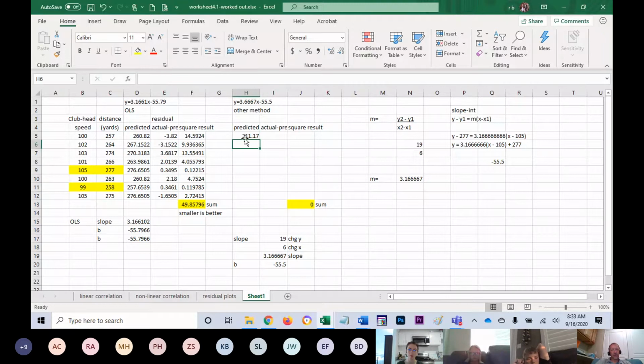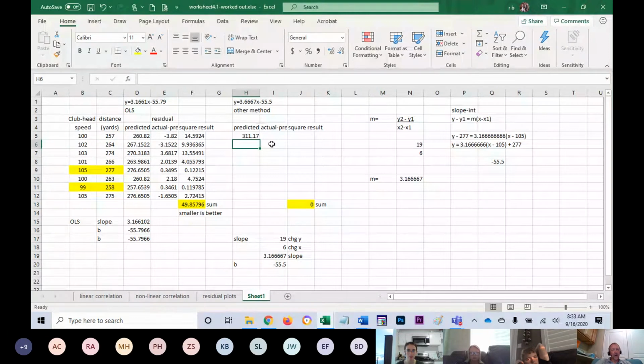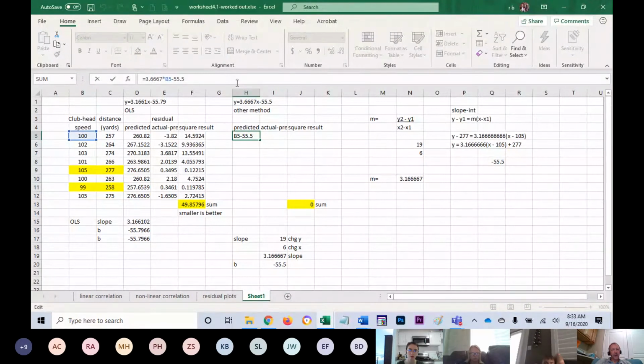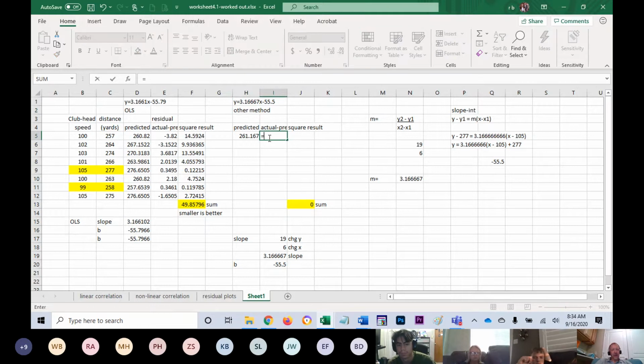Okay. Something seems wrong here. It seems like it went too far. 3.6667 times 100 minus 55.5 would be 311.67. Ah, okay. Thank you. Because I was like, there. I didn't put a 1 here. That should be a 1 there. That's better. Okay.